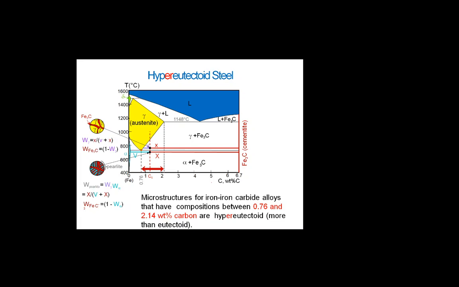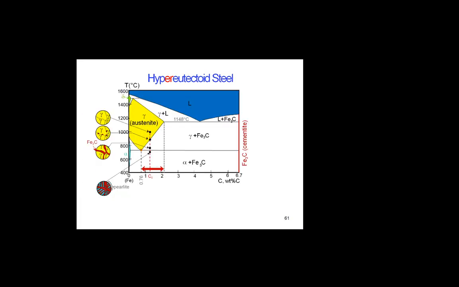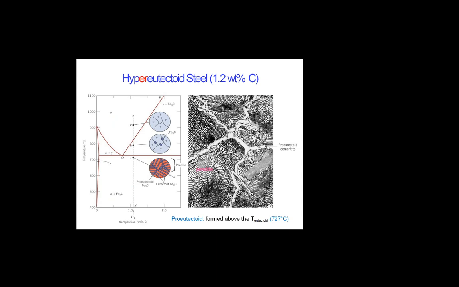So this particular microstructure for iron carbide alloys that have a composition between 0.83 and 2.14 weight percent of carbon is known as hypereutectoid, or more than the eutectoid. So this is the figure, again showing the structural changes, but this figure basically explains it in a very decent manner.